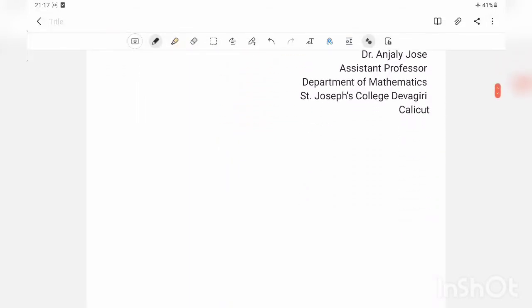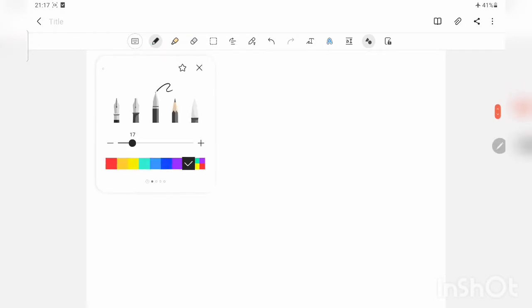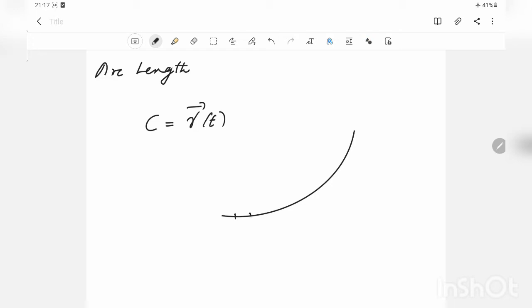Now we are discussing the arc length of parameterized curves. Suppose C is a parameterized curve gamma of t, and we have to find the length of C. For that, we divide the curve C into small pieces like this.